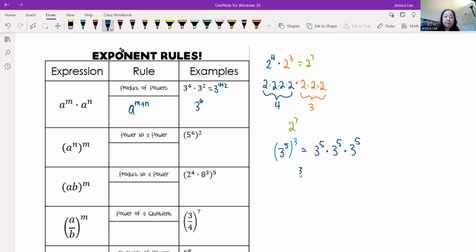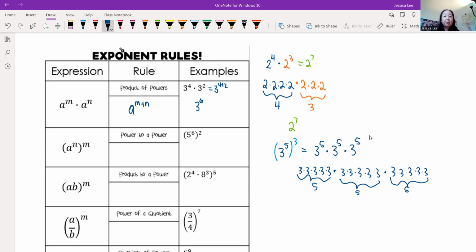So I'll just do one, well, maybe I'll do all 3, right? So there's one set here of 5, and I'm going to have another set of 5, and then the third one, that's going to be the third set of 5. So altogether, how many 5's?